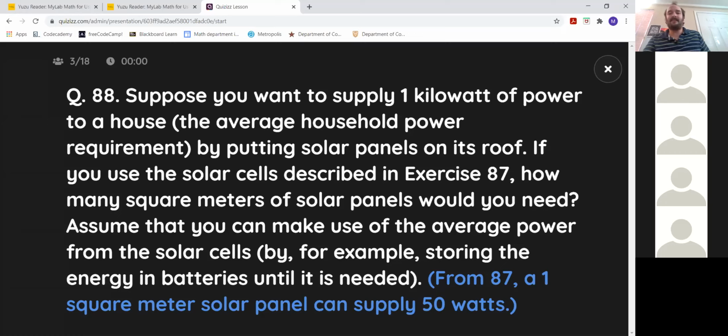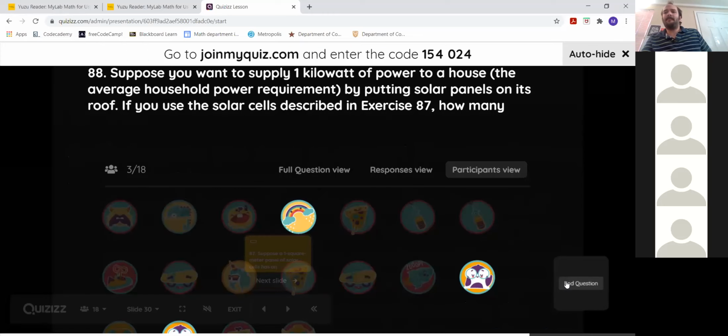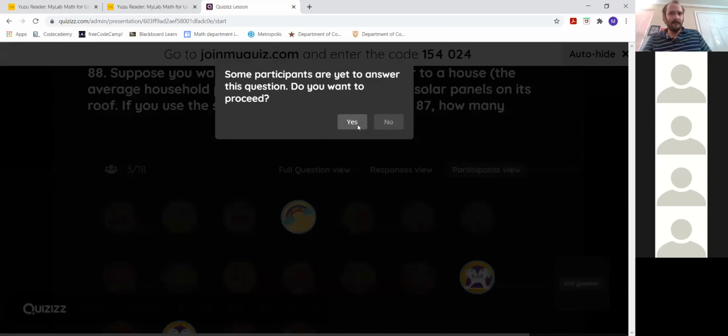Okay, so you want to do 1,000 watts, and then we have 1 square meter on top, 50 watts on bottom. So it should be 1,000 divided by 50. That should give you 20 square meters.